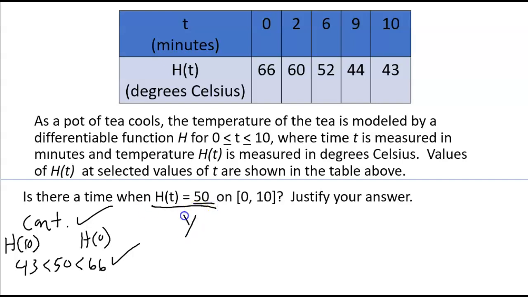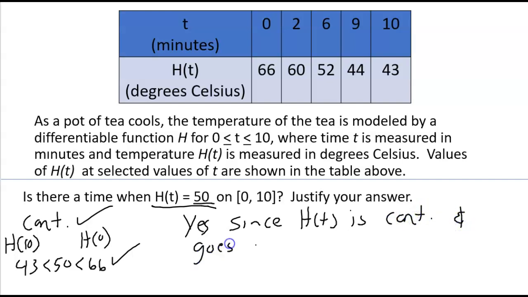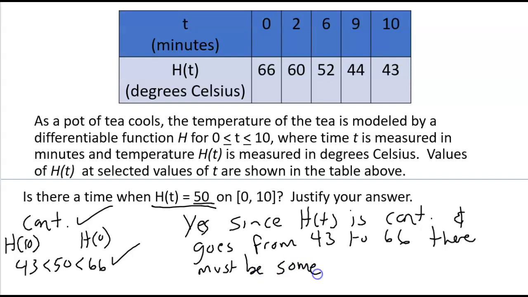So we would say yes, since h is continuous and goes from 43 to 66, thus implying 50 is between there, there must be some c such that h of c equals 50. Okay, so that's the intermediate value theorem. It looks a lot like the mean value theorem, but they are slightly different.